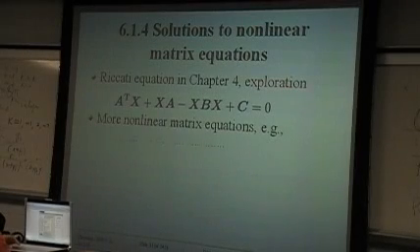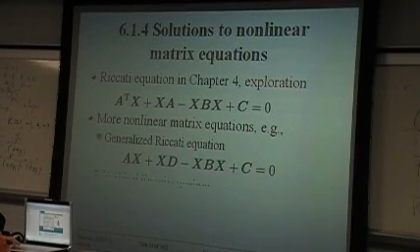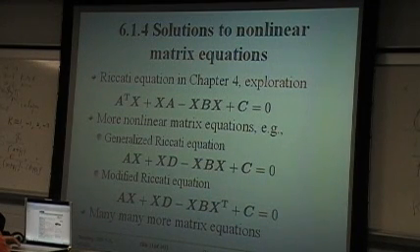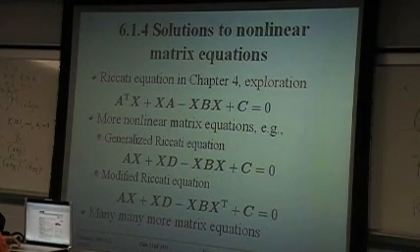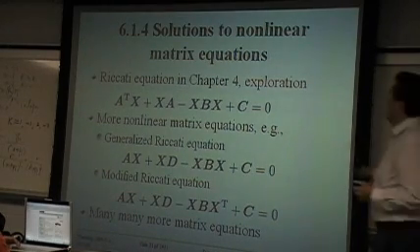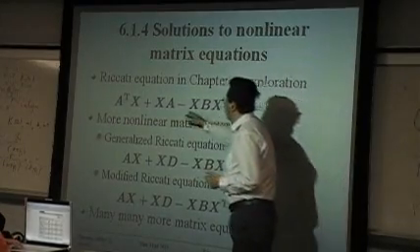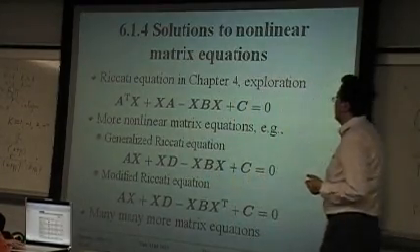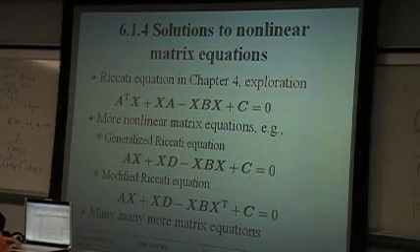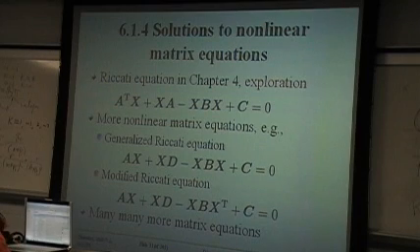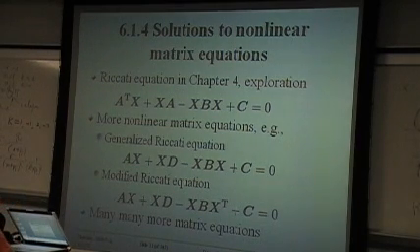So now I have summarized the solutions of nonlinear equations. Now let's move to the point of nonlinear matrix equations. In chapter 4, we have explored the Riccati equation. The equation behaves like this. So this is the Riccati equation. And I introduced a function called ARE, algebraic Riccati equation, to find the solution to the equation.